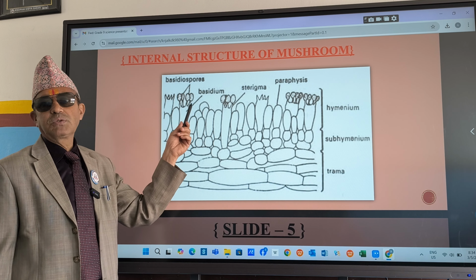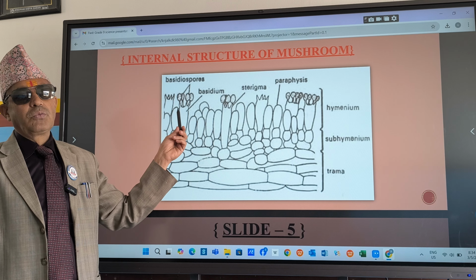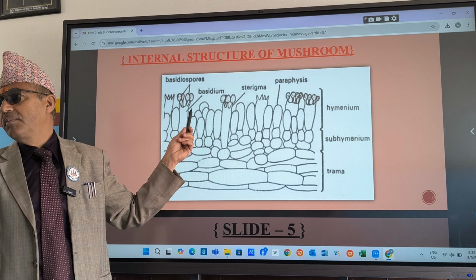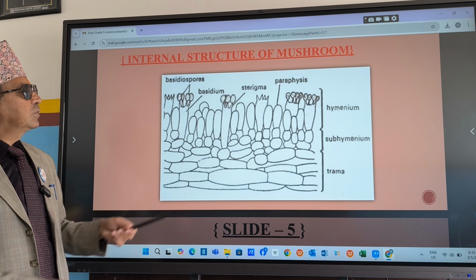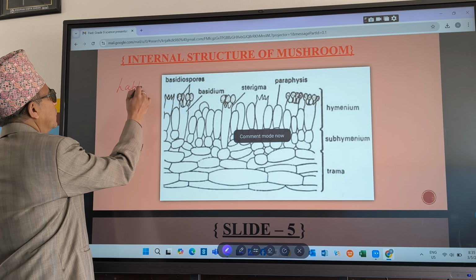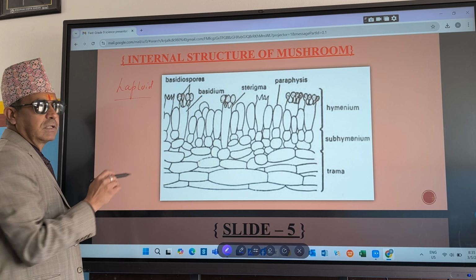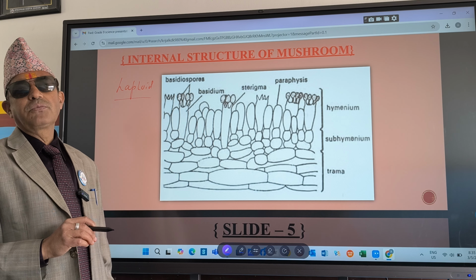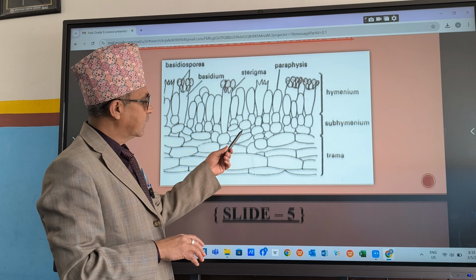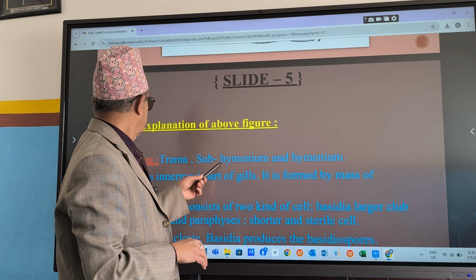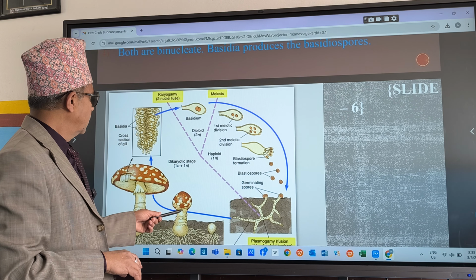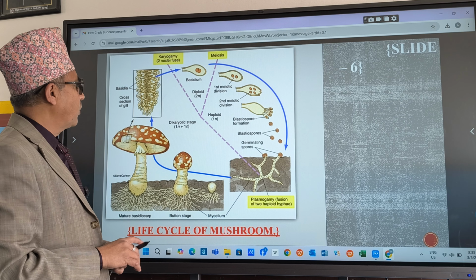Basidium produces how many spores? 4 spores. We call them basidiospores. Basidiospores are haploid. What do you mean by haploid? They contain half the number of chromosomes. This section also can be asked in the examination. You have to remember: trama, subhymenium, hymenium. Next one is the life cycle of mushroom.